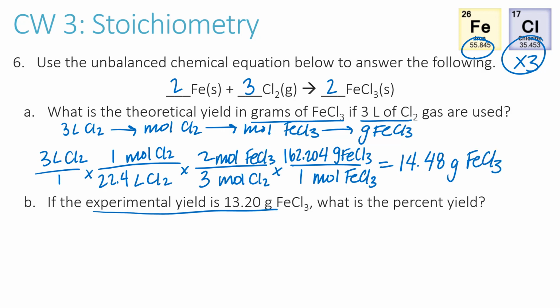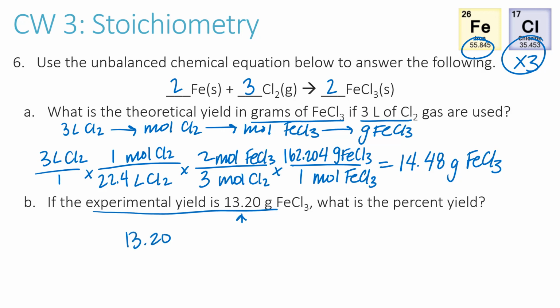So this is the theoretical yield. It's the amount of FeCl3 that I can get if I start with 3 liters of chlorine gas and excess iron and everything goes perfectly. But in lab, things do not go perfectly. So what I actually get when I do this reaction is 13.2.